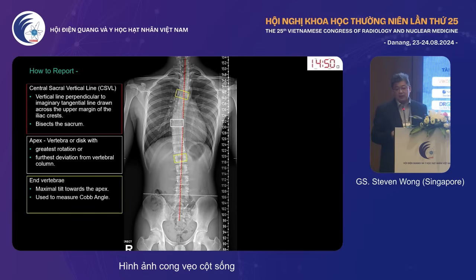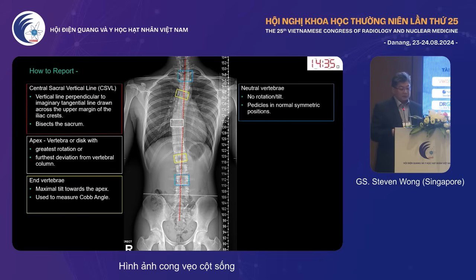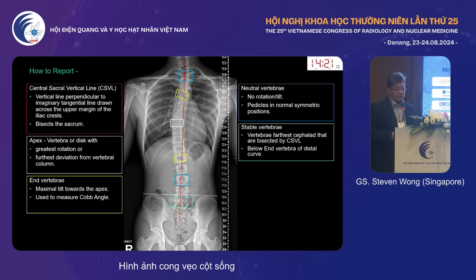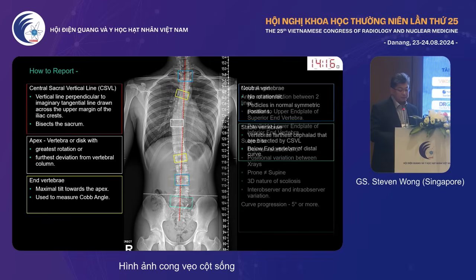Then you determine the end vertebrae of the scoliosis. This is the one that has the maximal tilt towards the apex, with the same number of vertebral bodies above and below the apex. And this is where you measure your Cobb angle. Then the neutral vertebrae, something that there's no need to mention in the report, are those at either end of the spine where there's no rotation, there's no tilt. And the stable vertebrae are those furthest away that are bisected by the line.